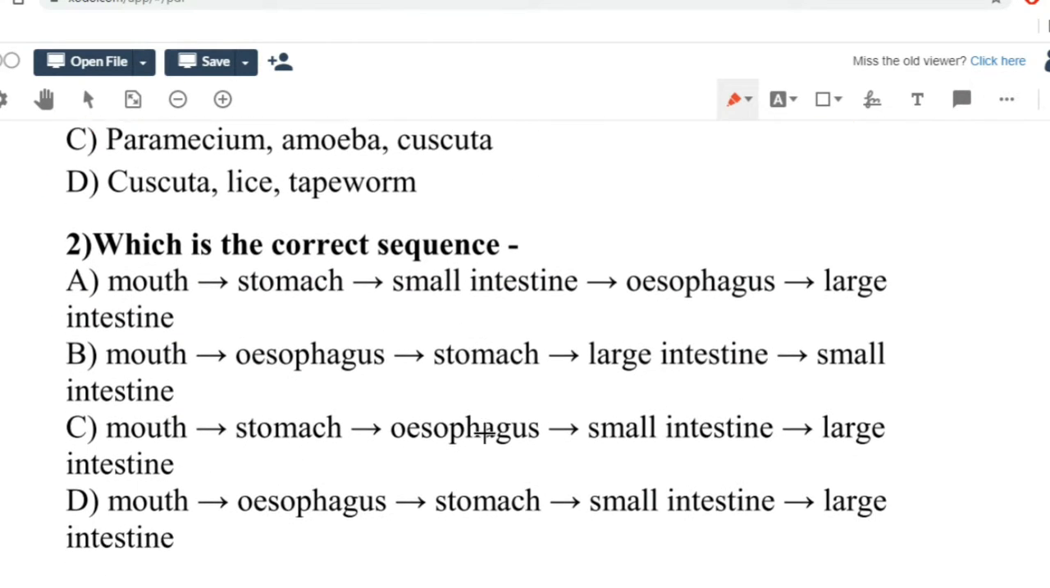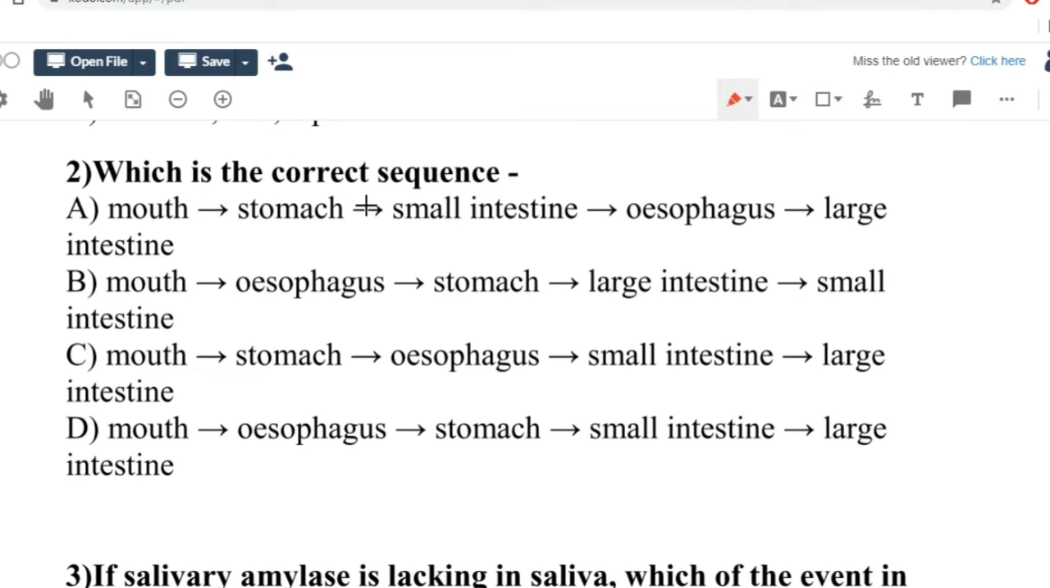So moving on to the next. Which is the correct sequence in the alimentary canal? Mouth, stomach, small intestine, esophagus, large intestine. Mouth, esophagus, stomach, large intestine, small intestine. Mouth, stomach, esophagus, small intestine, large intestine. Mouth, esophagus, stomach, small intestine, large intestine.